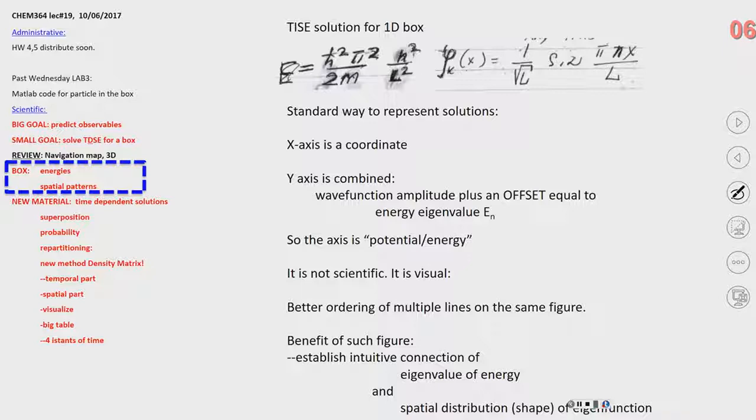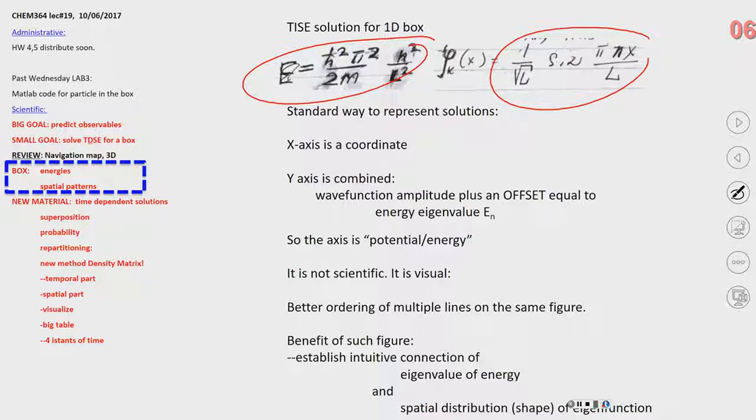So let's quickly look at the particle in the box from this visual progression. So we do have these sine functions, and we do have energies. Two things that are too much, two figures to represent them, but too much. Can we merge them?